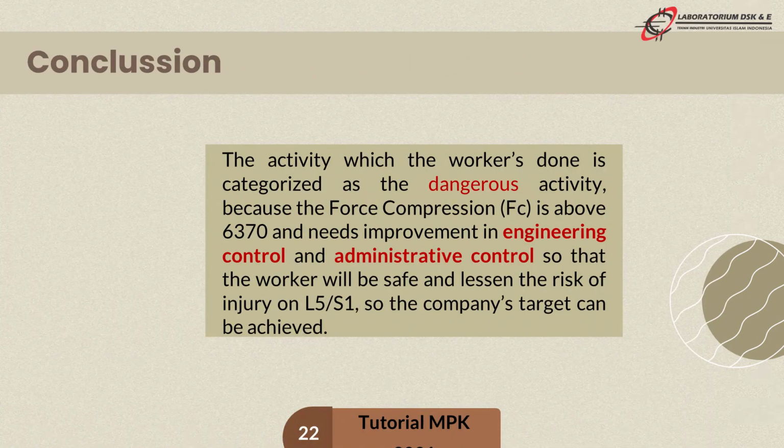Conclusion of this activity is in the slide. This activity by the worker is categorized as a dangerous activity because the compression force or FC is above 6,370 and needs improvement in engineering control and also administrative control, so that the worker will be safe and less at risk of injury on L5S1, so the company's target can be achieved.